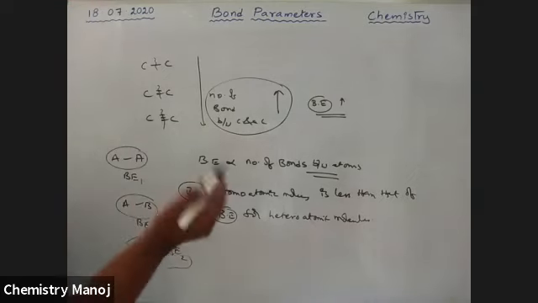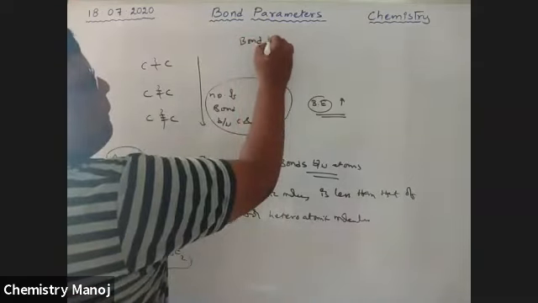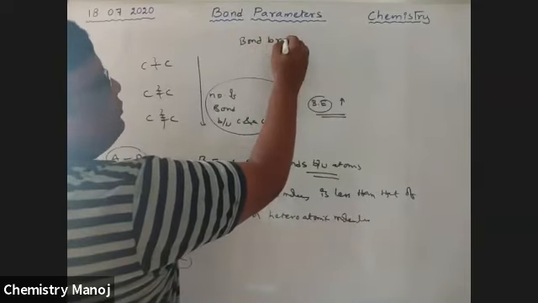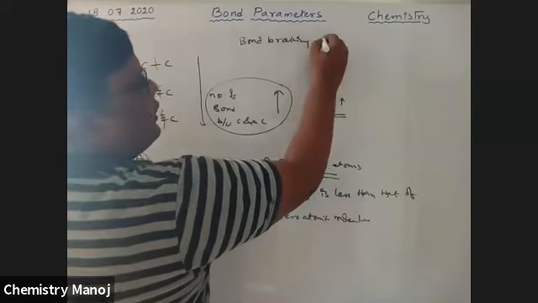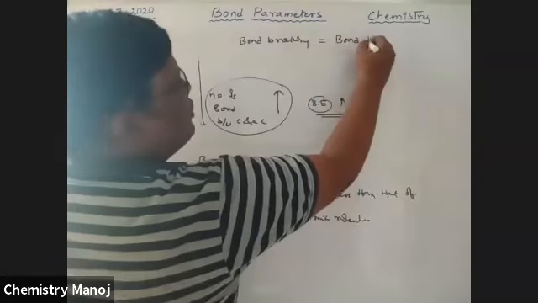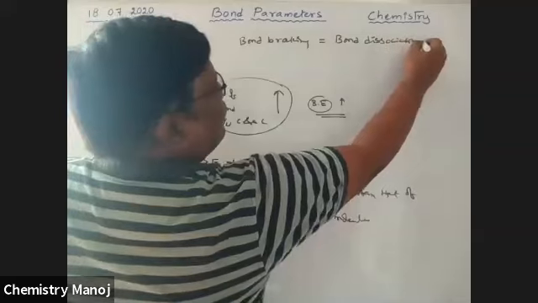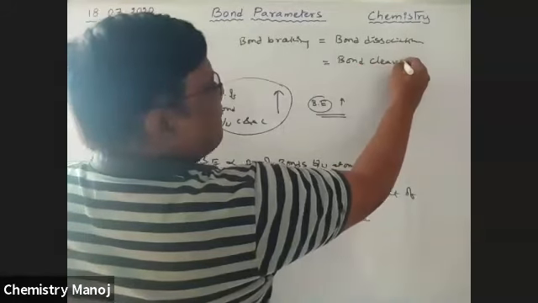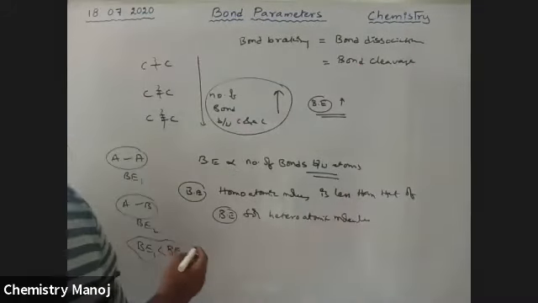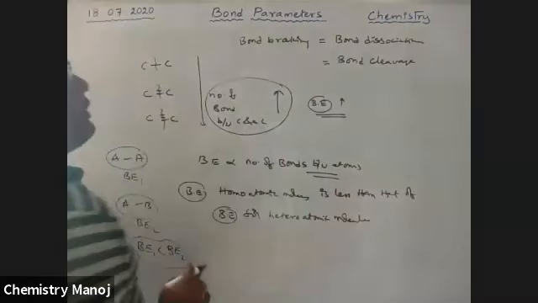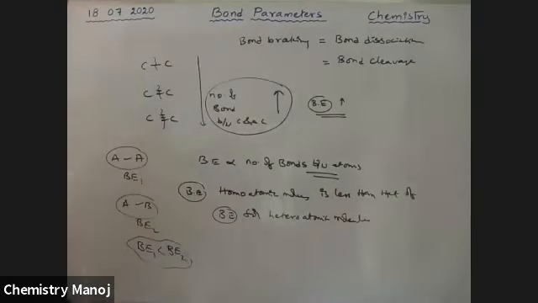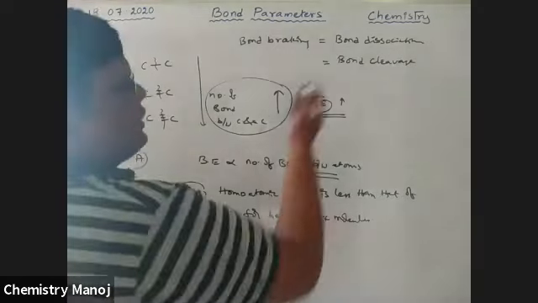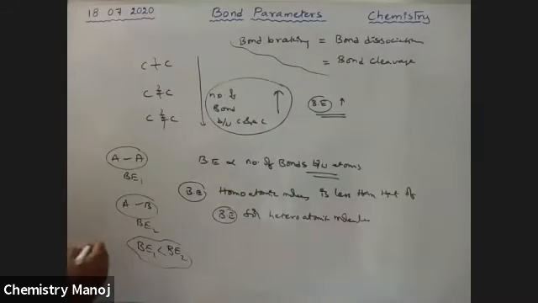So, this is called bond breaking. Bond breaking is also called bond dissociation, which is also called bond cleavage. Okay, so these are all the same terms: bond breaking energy, bond dissociation energy, bond cleavage energy. These are generally used words. This is about bond energy.